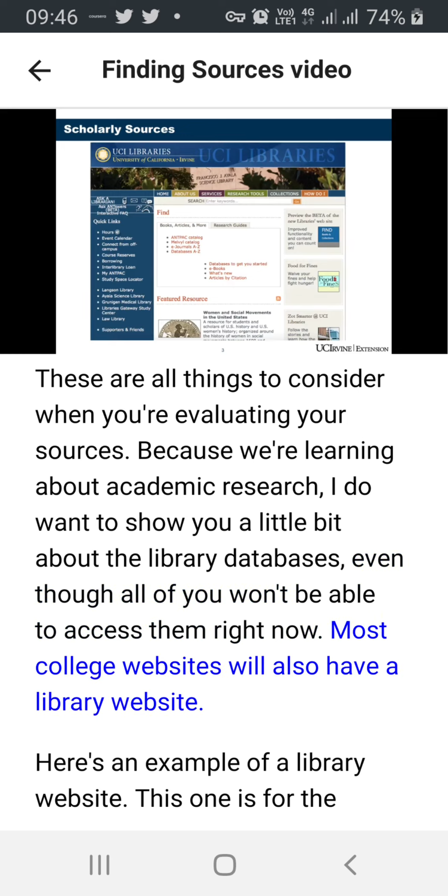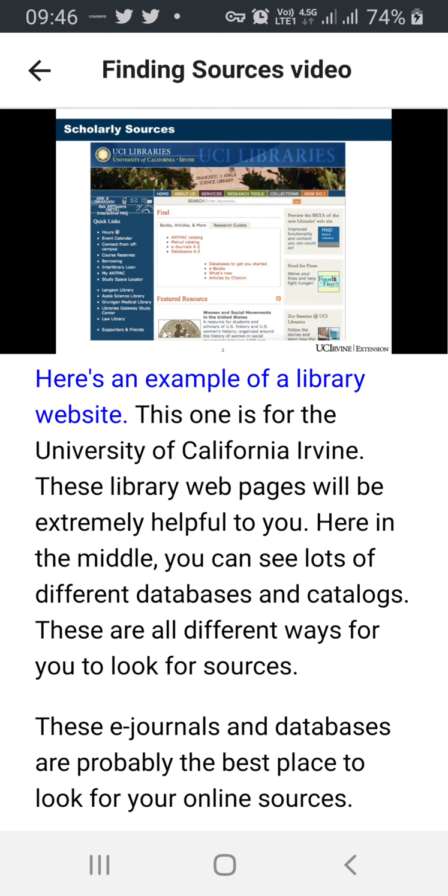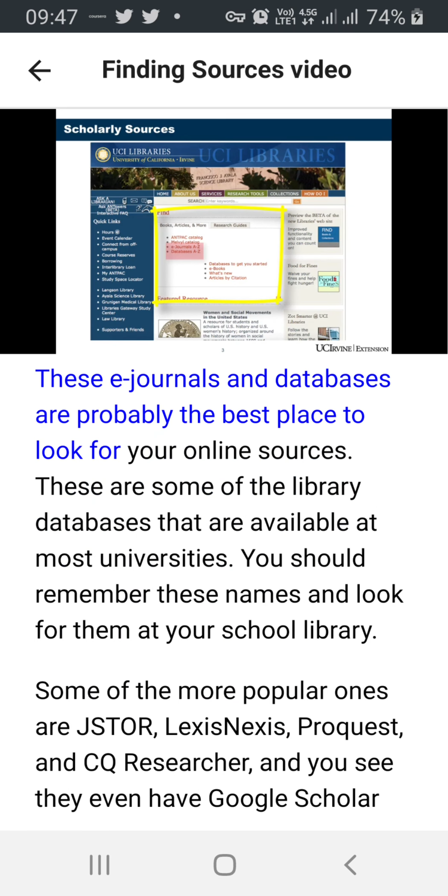Most college websites will also have a library website. Here's an example of a library website. This one is for the University of California, Irvine. These library web pages will be extremely helpful to you. Here in the middle, you can see lots of different databases and catalogs. These are all different ways for you to look for sources. These e-journals and databases are probably the best place to look for your online sources.